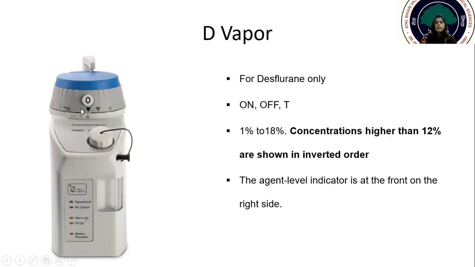There's on, off, and T mark over it, and 1 to 18% graduations or calibrations are there to deliver concentration higher than 12%. You will see that on the dial, more than 12% graduations are shown in the inverted order. The agent level indicator is in front on the right side.